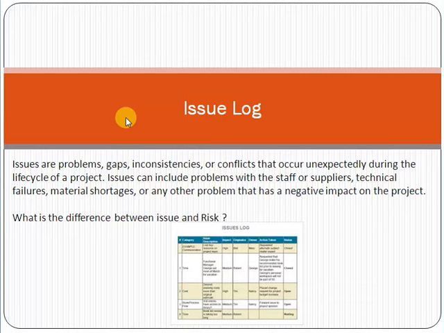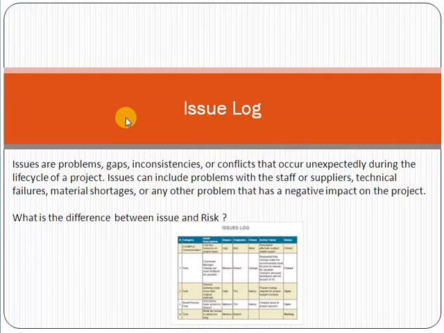Issue log. Friends, first of all, we have to understand what an issue is, and when we call something an issue. An issue is basically a derivative of risk. First of all, we have to understand the risk, and then we can understand the issue.